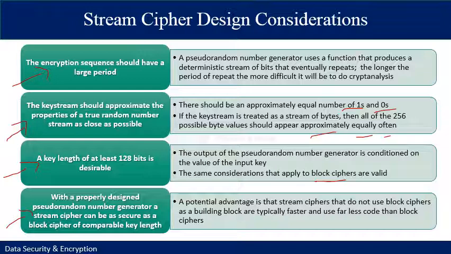comparable key length. However, a potential advantage in this case is that stream ciphers that do not use block ciphers as building blocks are typically faster and use less code than a block cipher. So for example, the algorithm discussed next, named RC4, can be implemented in just a few lines of code.